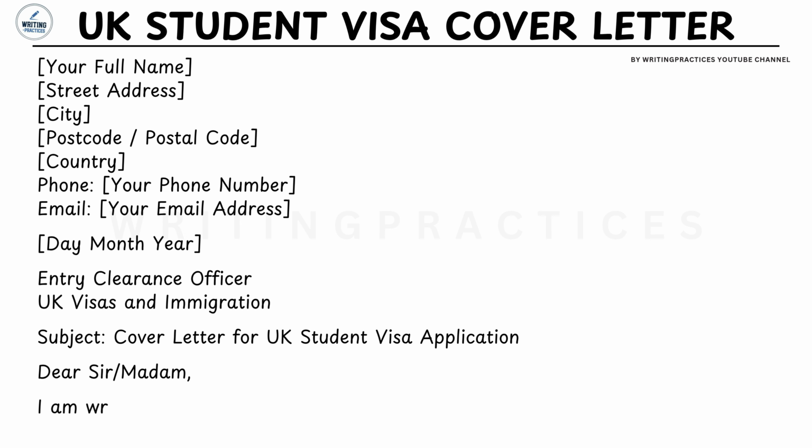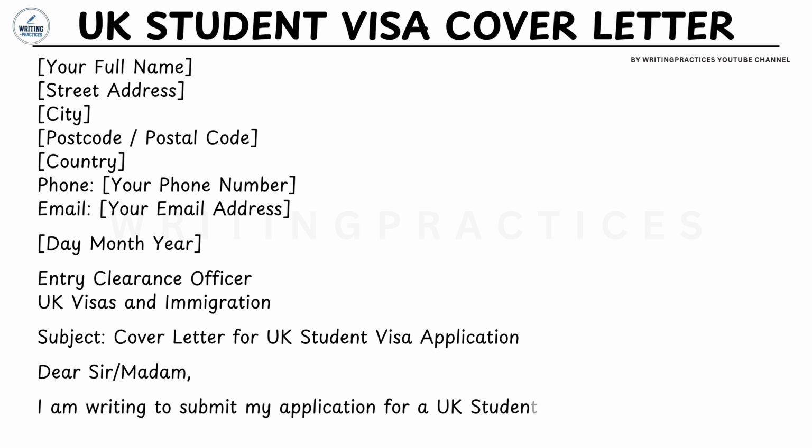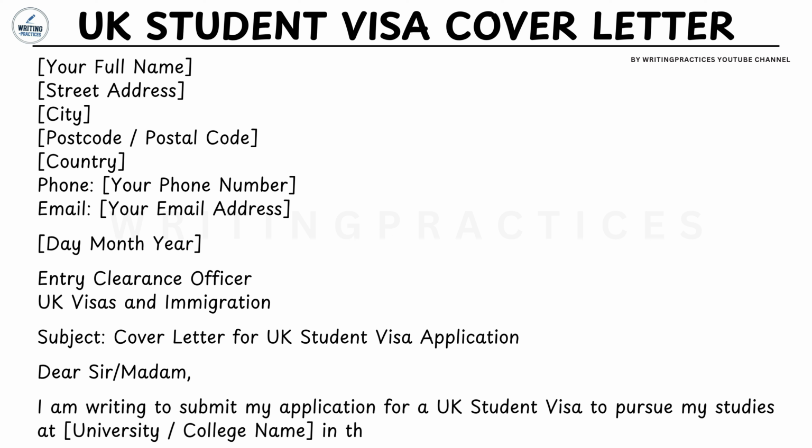Opening paragraph, state your purpose. Now begin by clearly stating why you are writing. Example, I am writing to submit my application for a UK student visa to pursue my studies at the University of Manchester in the United Kingdom. This immediately introduces your purpose. It tells the visa officer exactly what your application is about.